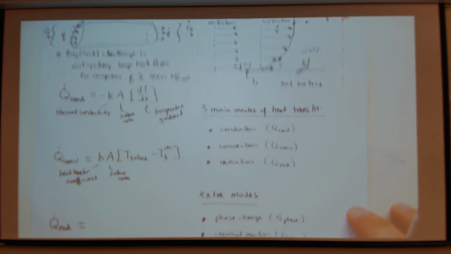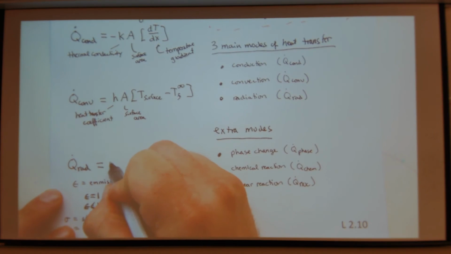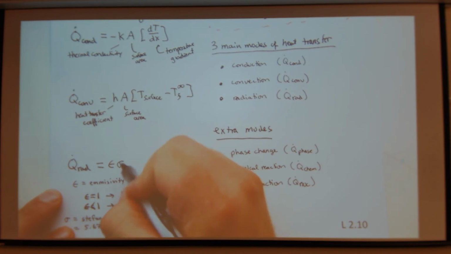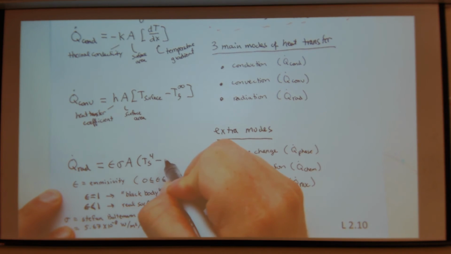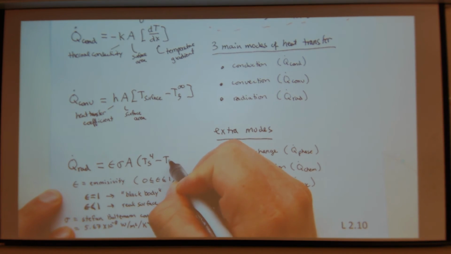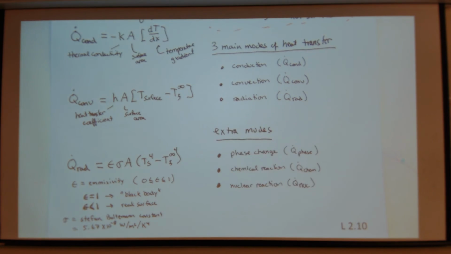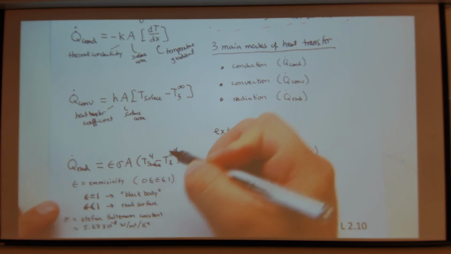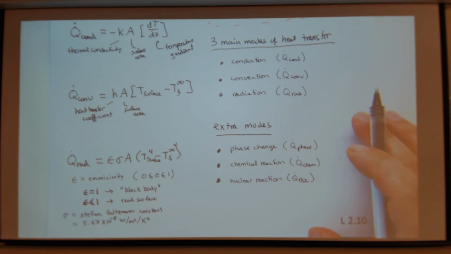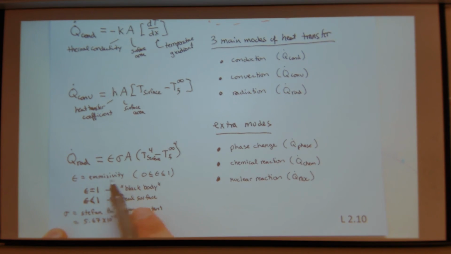And then the last one is radiation. This has an expression of epsilon, sigma, times an area, and then I've got my surface temperature to the fourth power minus my T infinity fluid temperature to the fourth power. Surface or system? Surface. So the radiation goes to the fourth power. And epsilon is a value called the emissivity. It's just a number. It ranges between 0 and 1.